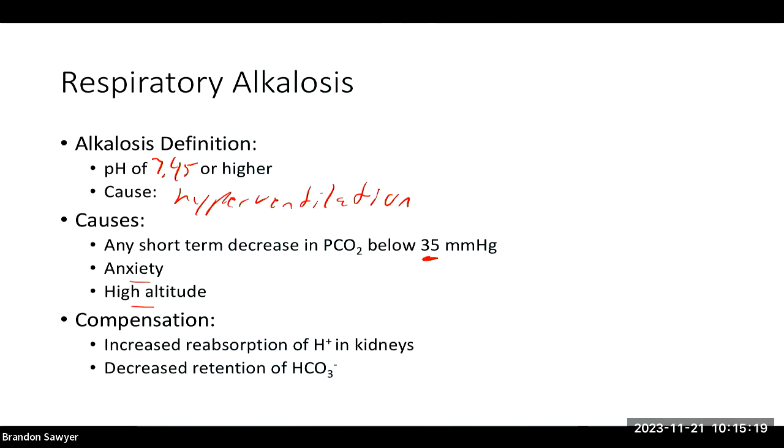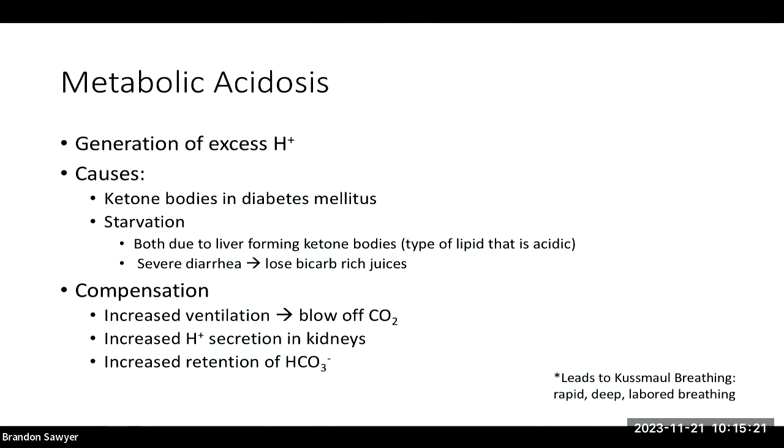And now the metabolic ones. So metabolic acidosis. This is that we're making too many hydrogen ions for some reason. So this could be ketosis, like we've talked about. Diabetes mellitus, could be starvation, which causes ketosis. Both due to liver forming ketone bodies. Or it could also be severe diarrhea.